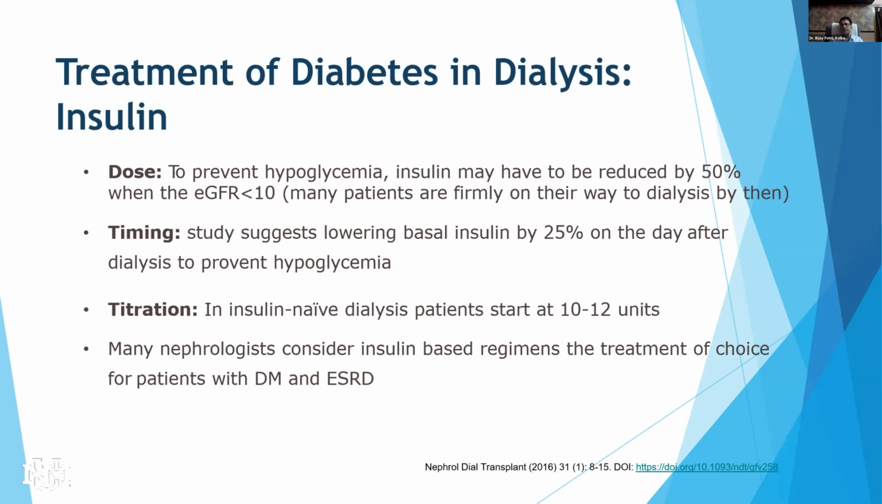Insulin may have to be reduced by 50% when the eGFR is less than 10, or you need to lower the basal insulin by 25% on the day after dialysis to prevent hypoglycemia. These two are important factors when the patient is on dialysis.